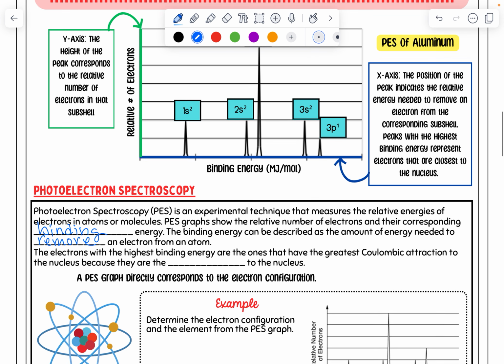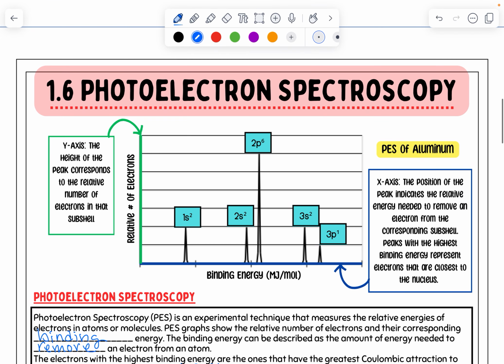The electrons with the highest binding energy are the ones that have the greatest Coulombic attraction to the nucleus because they are the closest to the nucleus. Okay, so let's look at one of these graphs. You'll notice that down here, it has a binding energy, and the y-axis is the relative number of electrons. And the peaks represent the numbers of electrons.